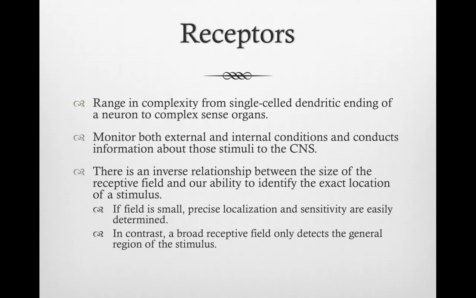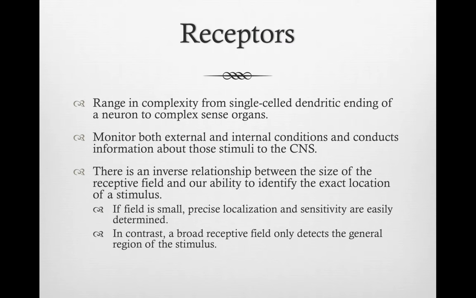Now, receptors can range in complexity from a single-celled dendritic ending of a neuron to a complex sense organ. So it can be a dendritic ending of a neuron, or it can be something as complex as the eye, or the inner ear, or the taste buds on the tongue. The idea behind receptors is that they monitor both internal and external conditions and conduct information about the stimuli that they're collecting to the central nervous system.